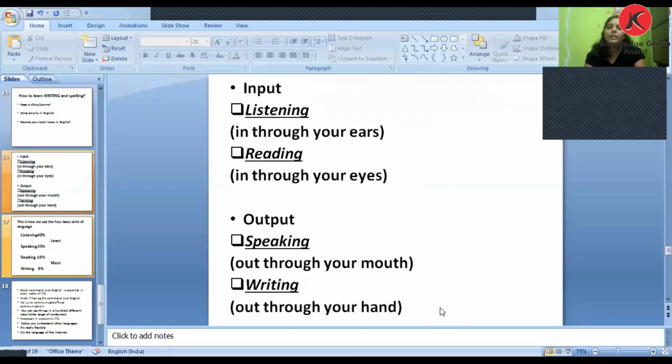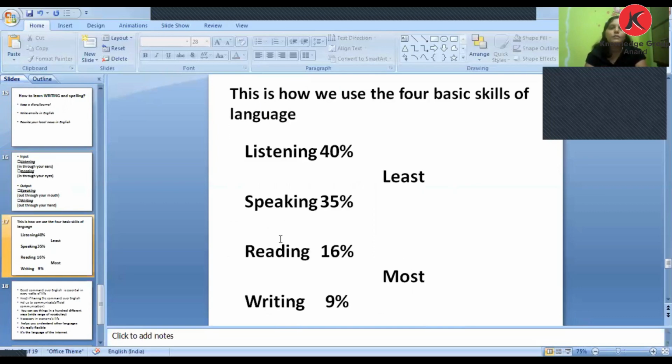Okay. Now look at here. What are these three skills and how will you acquire these three skills? So the first one is listening. Listening is through your ears. Reading is through your eyes. If you listen, then speaking comes out from your mouth. Okay, and writing. Writing is through your hands. So these are the inputs of the four skills.